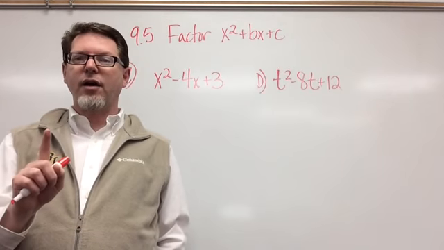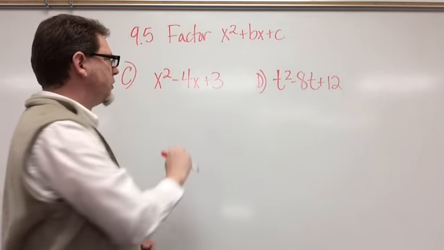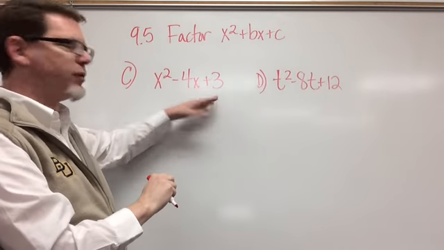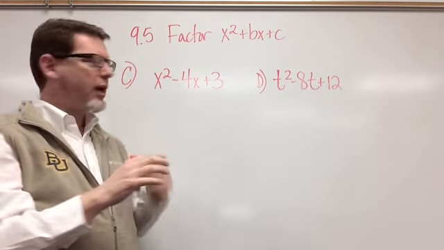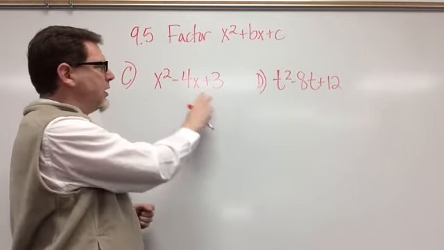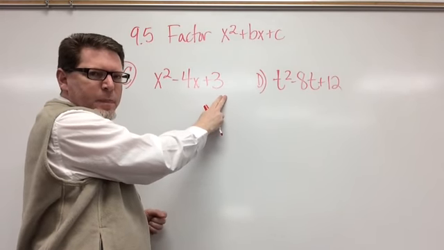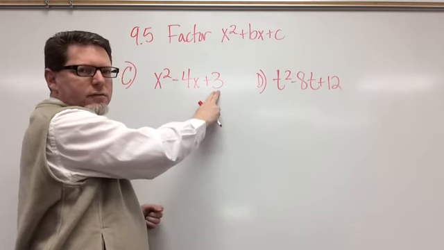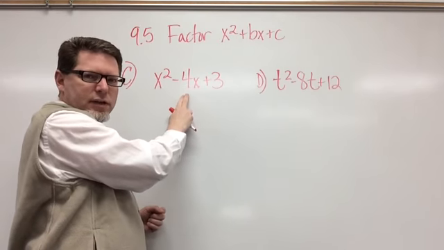In our last set of problems, we had two pluses. Well, now we have a minus and a plus. So we're still going to do exactly the same thing, but I know in order to have two factors of 3 that add up to a negative, both of these factors have to be negative, because negative times negative is positive, but negative plus negative is also negative.